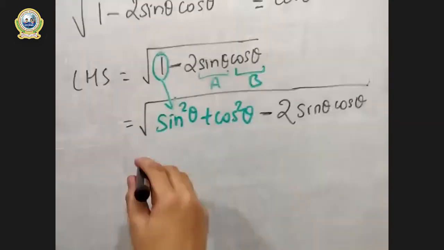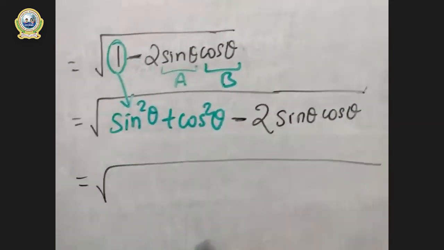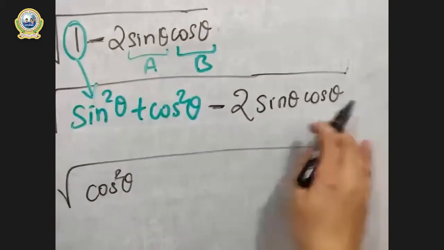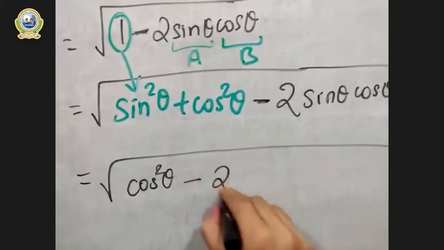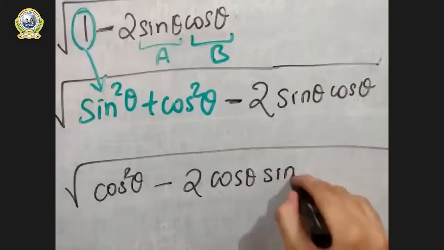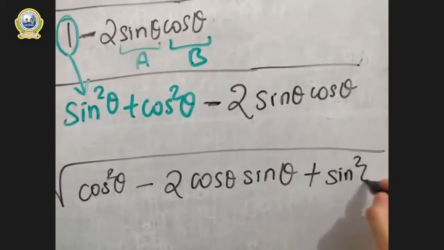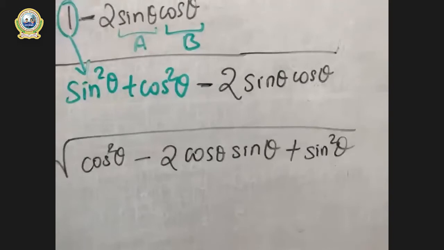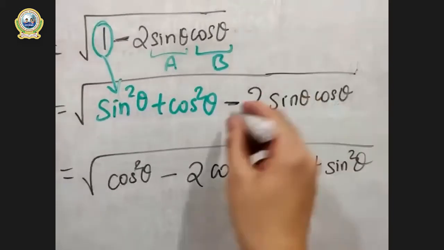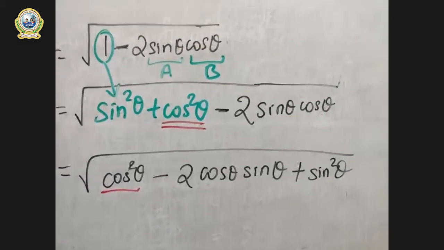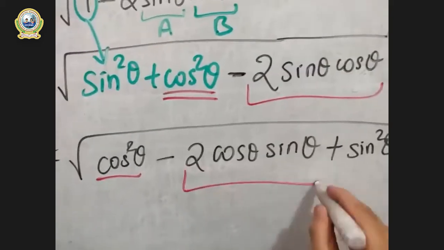If you arrange this, it will be like, look at here. Let me write this cos square theta in the first part, cos square theta. And this in the middle part, minus 2 cos theta sine theta. Let me write first and I'll explain this to you. And sine square theta. Now look at here. What I have done is, I've written this in the first part. I can do this, right? And this has been written in the middle part.